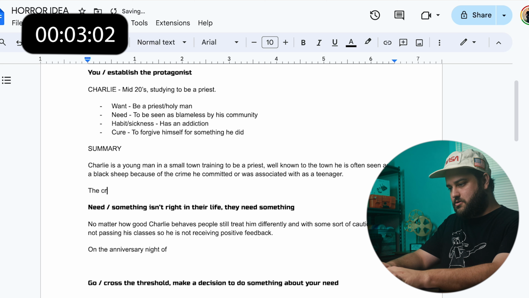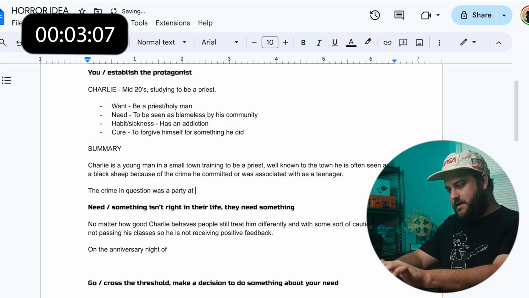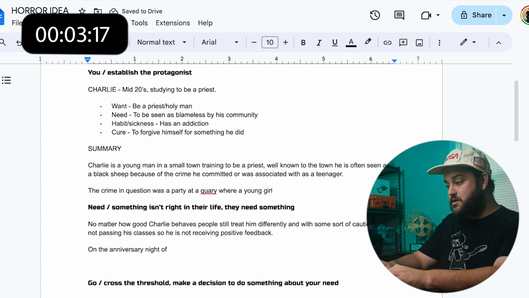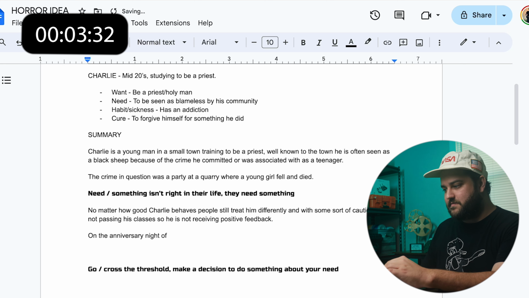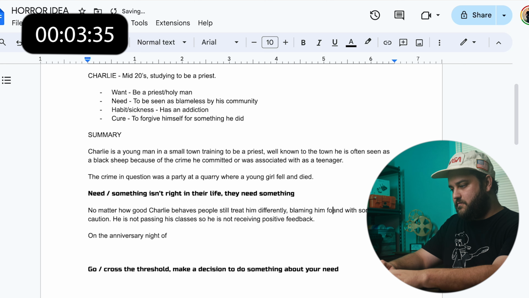So the crime in question was a party at a quarry where a young girl fell and died. You know the quarry in Stranger Things? That's actually down the road in Atlanta. That could be really interesting. Okay, I got an idea. No matter how good Charlie behaves, people still treat him differently, blaming him for the death of the girl.